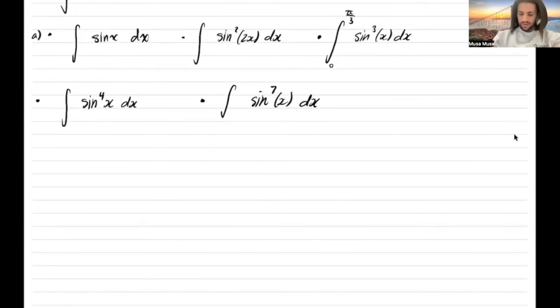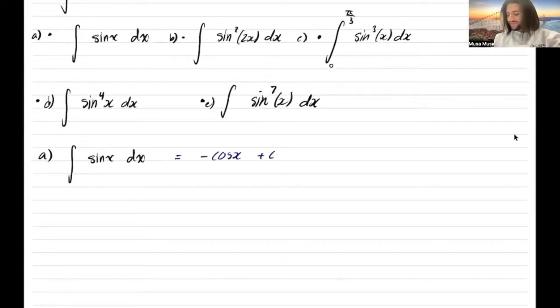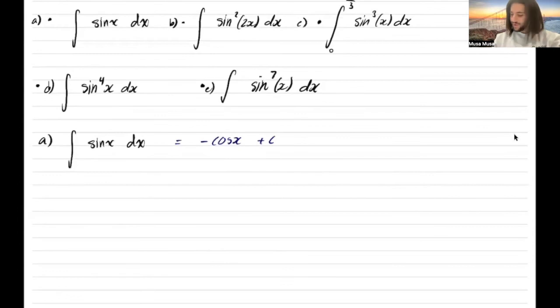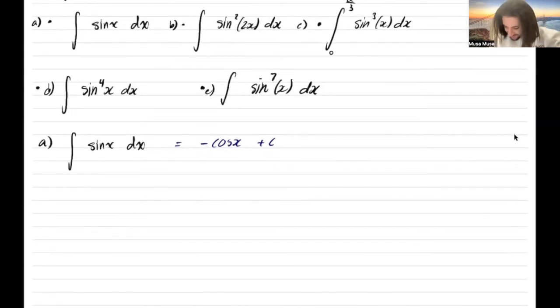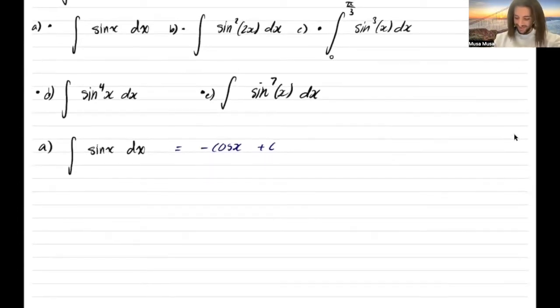I should probably mark them as A, B, C, D, E. So for A, we have the integral of sine of x dx. This is super obvious. It's just minus cos x plus c. I said it's super obvious and I fumble. Did I fumble? No. I'm good.